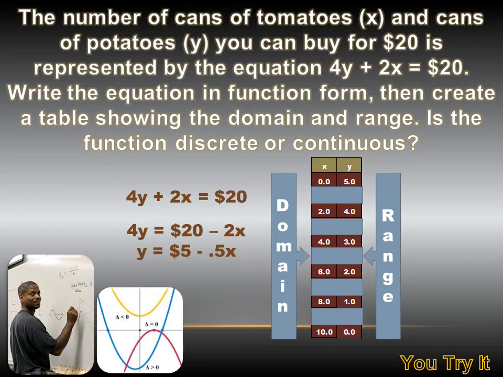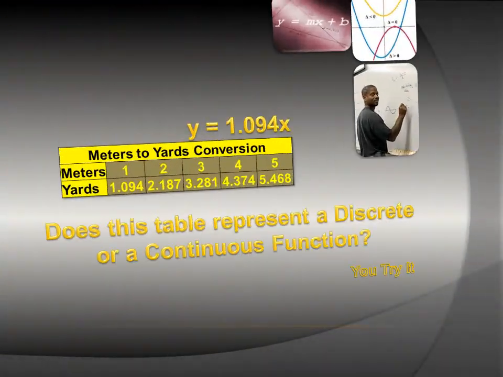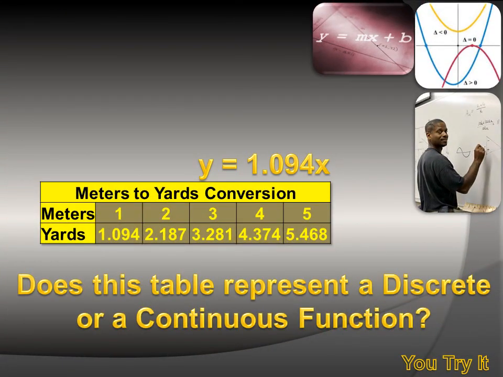Is that a continuous or a discrete function? Well, it's a discrete function because we have discrete units of each of these cans. We can't purchase a half unit. We can't purchase a quarter unit. We can only purchase whole units. So this is a discrete function. You try this one. Hit your pause button, try the problem, and then hit your forward key to move on to my answer.